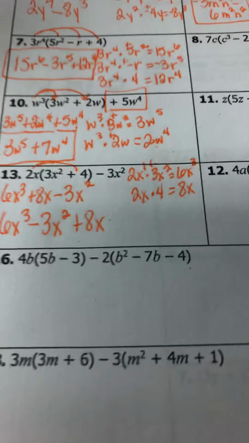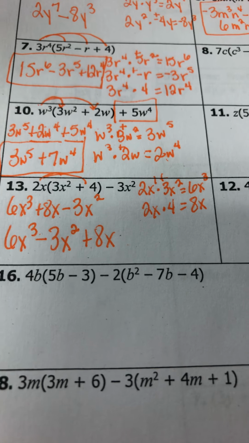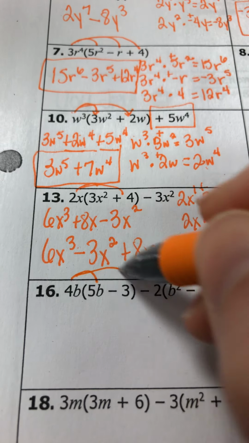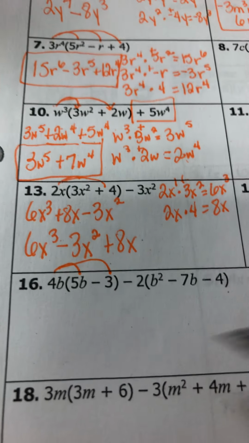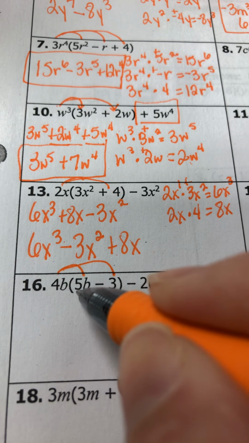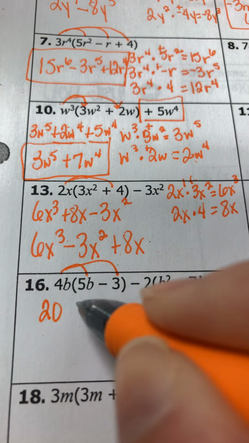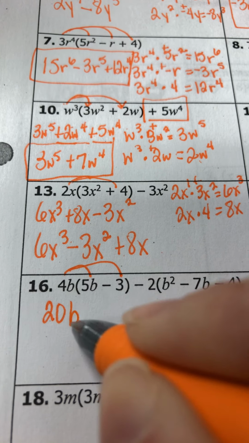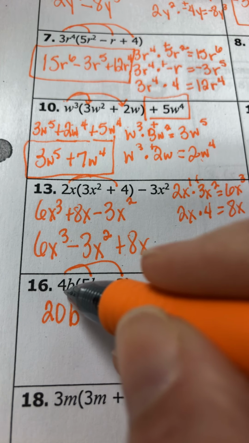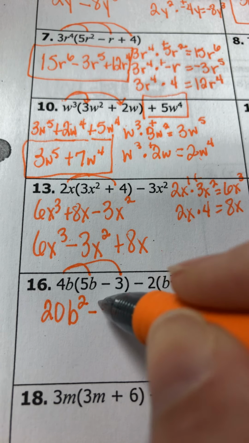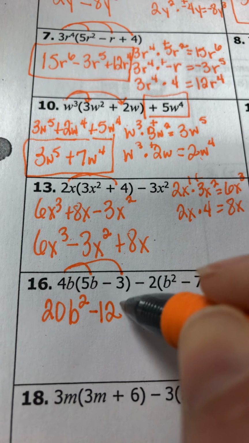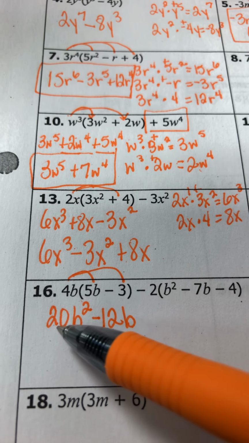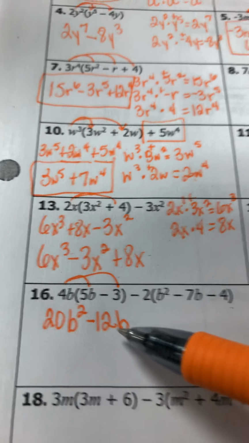Okay, looking at number 16, I've got two multiplications, so let's do it. Now, 4b is being multiplied to this parenthesis. Okay, so I have 4 times 5, which is 20. b times b, 1 plus 1 is 2. Then I have 4 times negative 3 is negative 12, and then I just have my b. So my first parenthesis has a product of 20b squared minus 12b.